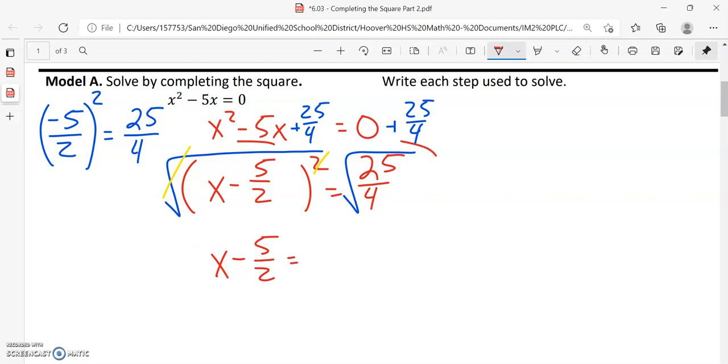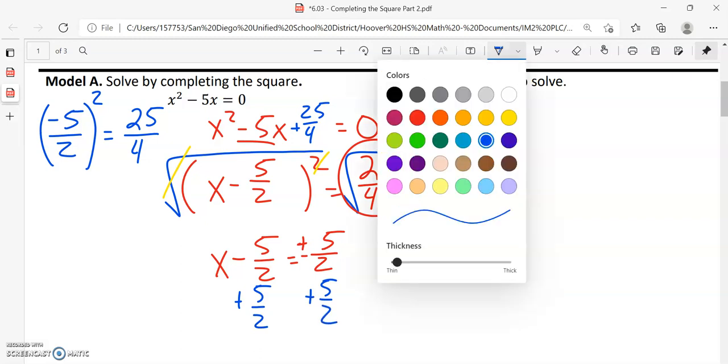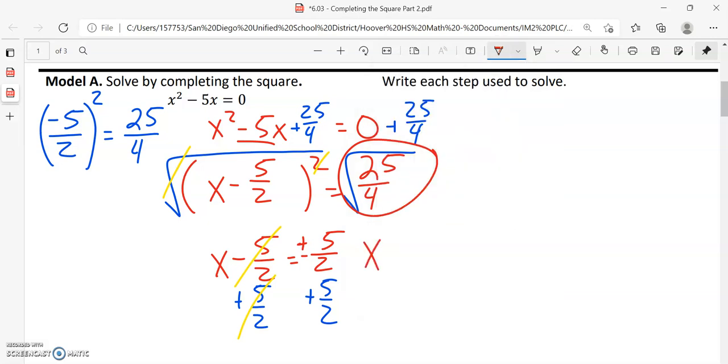Equals, whenever you have a square root on a fraction, you want to do the top and the bottom individually. Now, fortunately for here, both the 25 and the 4 can be square rooted. So the square root of 25 is 5. The square root of 4 is 2. Plus or minus. Then we're going to add 5 halves to both sides. So these cancel out. What we're left with is x equals 5 halves plus minus 5 halves.